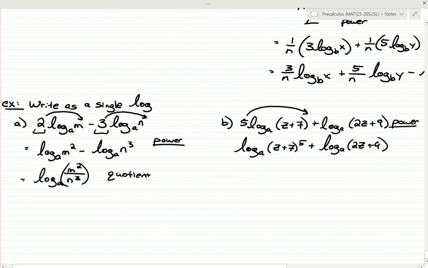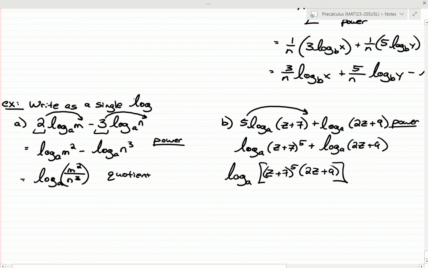And now that there's nothing in front of our logs, we could combine those two using the product property. So we'll write log base a of z plus 7 to the 5th power times 2z plus 9. So I'm not going to actually distribute that. The whole purpose of this here is that we're just getting practice using our different properties of logs. And we got this by using the product property.